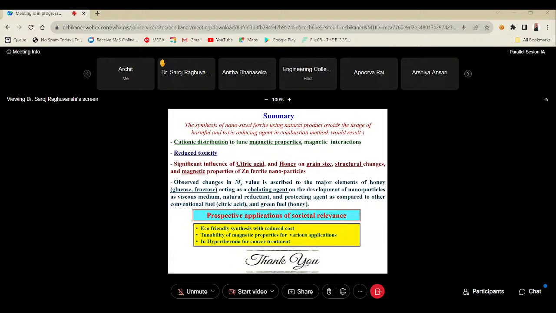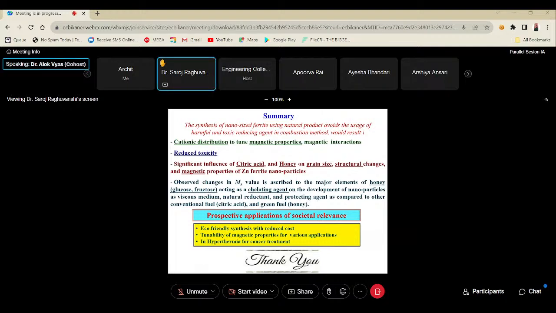Now finally, to summarize my work. The synthesis of the ferrites using green fuel avoids or reduces the toxicity, and this is very useful for further applications like hyperthermia, which is very useful for cancer treatment. The sol-gel autocombustion method is an eco-friendly method, which can also be used for mass production in the industry and reduces the cost of the sample. Thank you very much for your kind attention, and thank you very much to the organization committee.